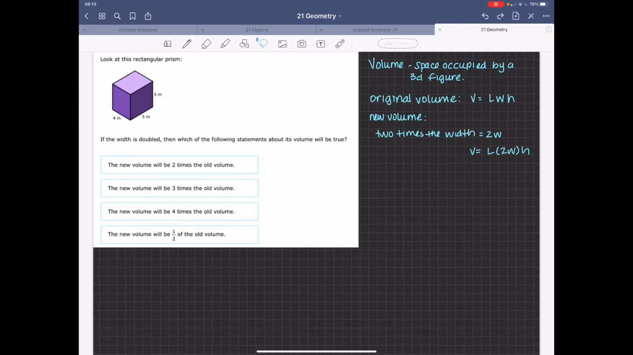So I'm going to get V equals 2LWH. And then I want to take the ratio of the new volume divided by the original volume. So I get 2LWH divided by LWH. And my answer is going to be 2. That means that the new volume will be twice or 2 times the old volume.